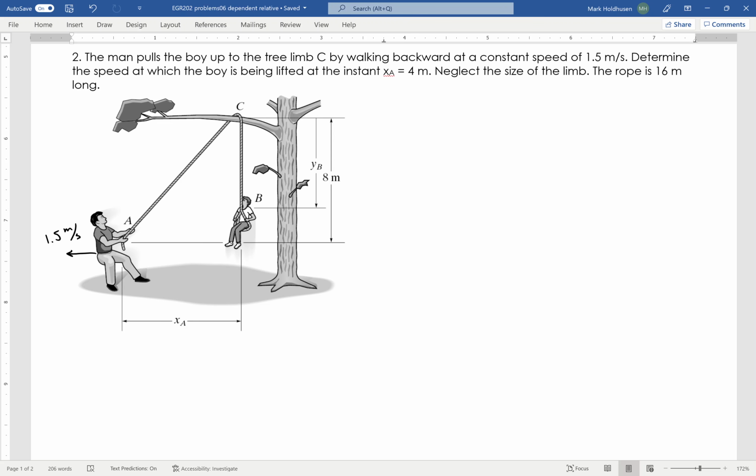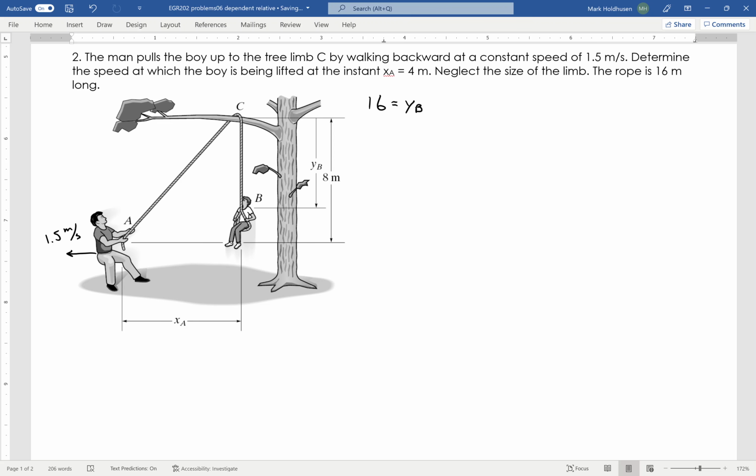So again, what we're going to do is write the length of the rope, which I know to be 16. So we'll start with that: 16 equals... and I want to write this as arbitrarily as possible. If I start at B, as shown there, I've got yb, which is basically the position of the boy. Now, the thing that I need is the length of the rope, the straight line distance from A to C.